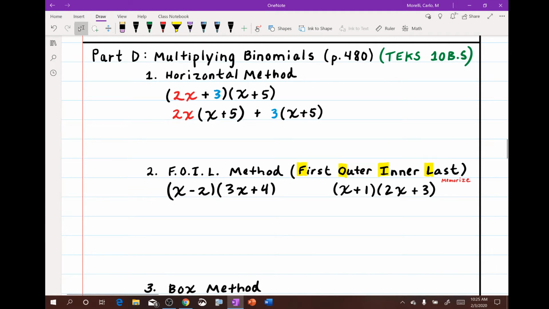This is kind of the big part of today's lesson. Multiplying binomials. I can't teach you how to do quadratic equations until you can do this skill instantly. All right? So for reference, this is TEKS 10B. It's a 10B. It's a supporting standard. And you can find information about this on page 480 of the book.